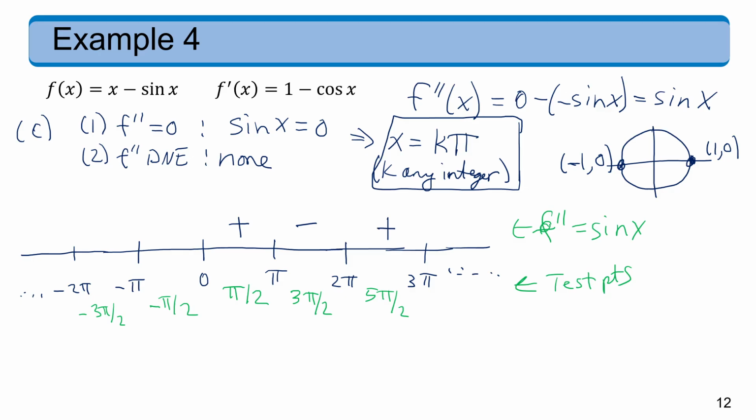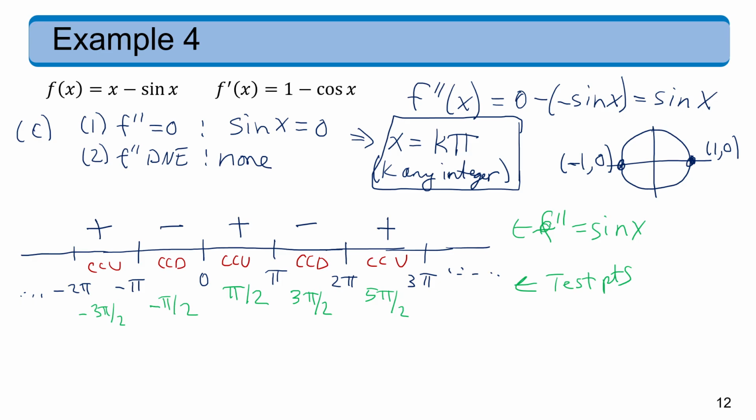Now let's move to the left. Our test point negative pi over 2 takes you to the bottom location on the unit circle. The y-coordinate there is negative 1, so sine is negative 1. Negative 3 pi over 2 takes you up here. Y-coordinate 1, so sine is positive 1. So you can see it's alternating plus, minus. So that tells us the concavity, right? The pluses are concave up, minuses concave down. And it will continue alternating like that infinitely on either side.